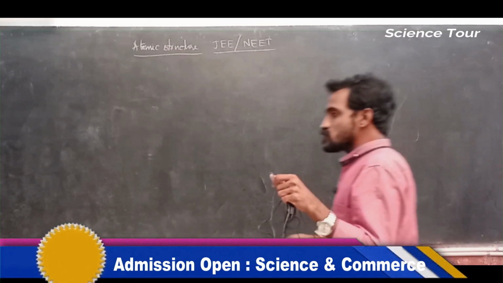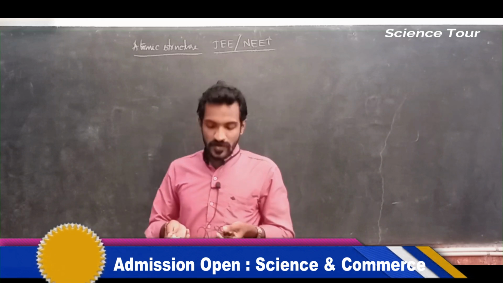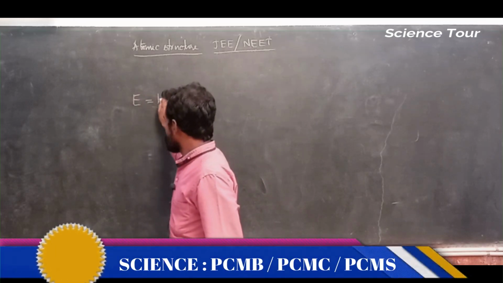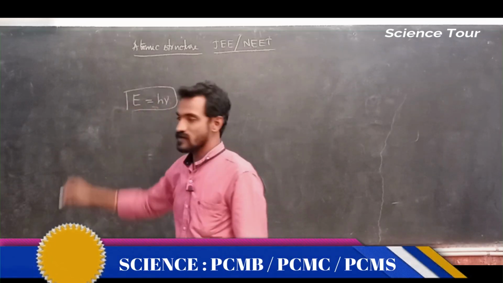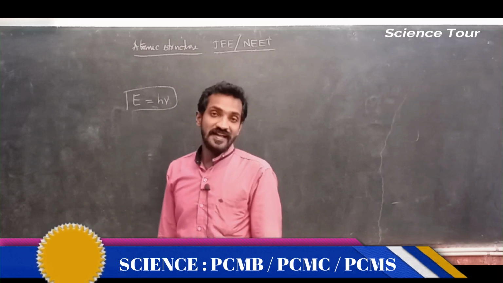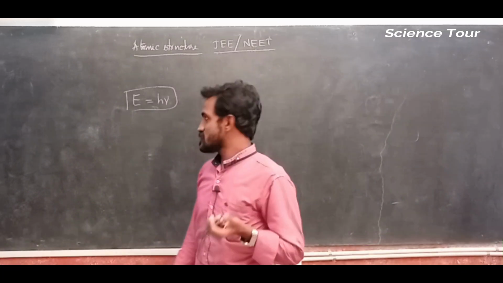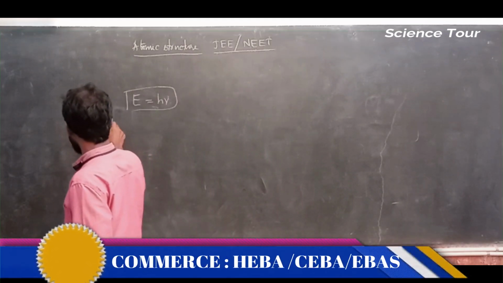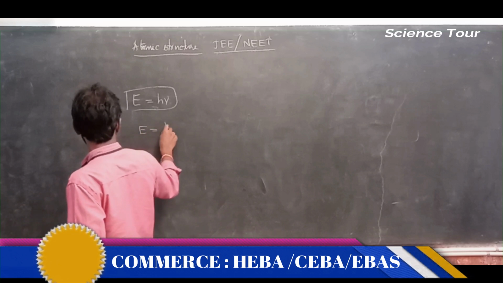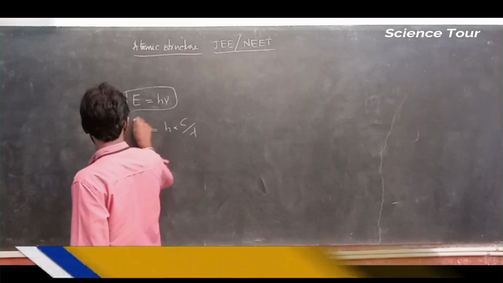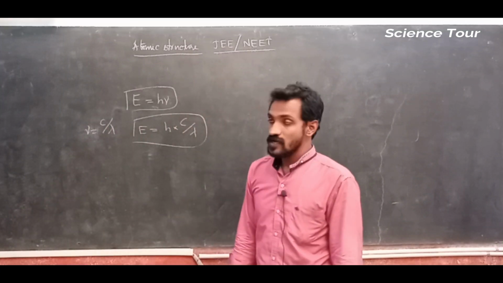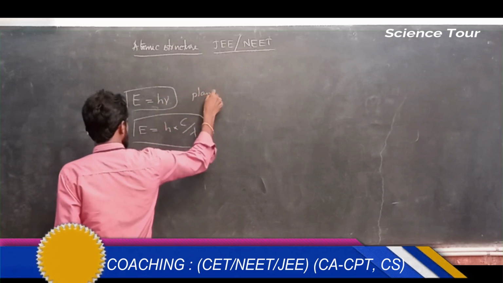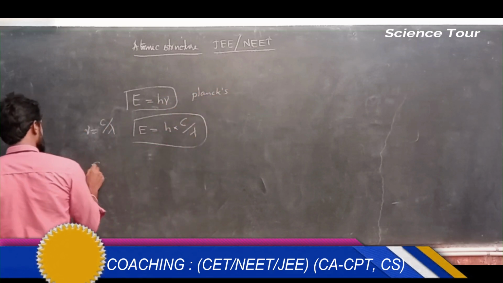My dear students, according to Planck's theory, the energy of each packet is E is equal to h nu. Correct, no? You studied that one packet of energy is h nu. Nu is frequency, which you can write as c by lambda, so E is equal to h into c by lambda. This is Planck's quantum theory. At the same time, there is also Einstein's theory.